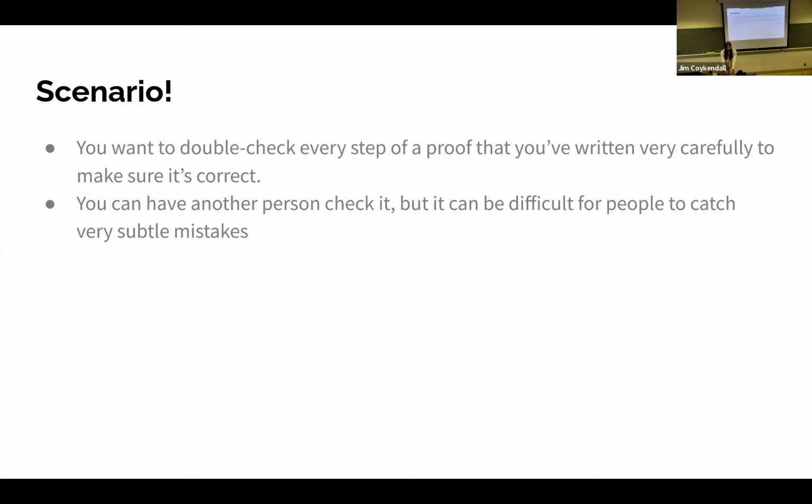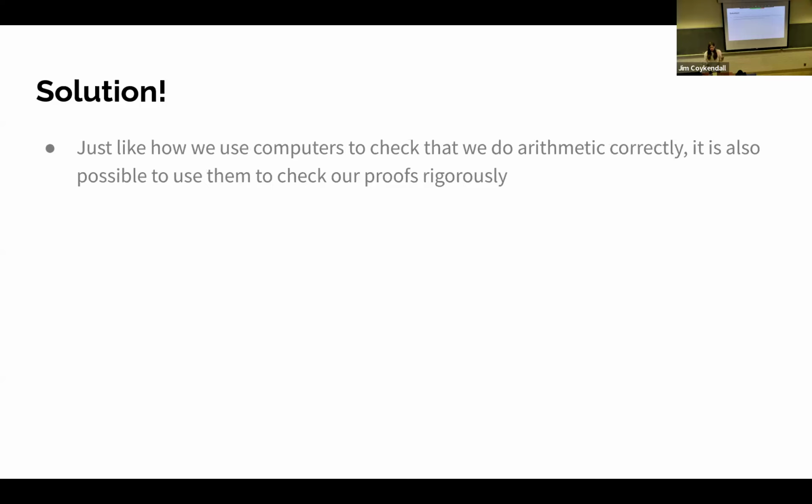As mathematicians, we all write proofs, and a big part of that is making sure that your findings are correct, going through step by step and verifying everything you found. But sometimes it can be more difficult to identify possible issues if they're more subtle. Even if you have other people check it, it's easy for things to slip under the radar or for people to take a while to figure it out. Just as we use computers to check that we do arithmetic correctly, we can also use them to check that we do our proofs correctly using interactive theorem prover tools.